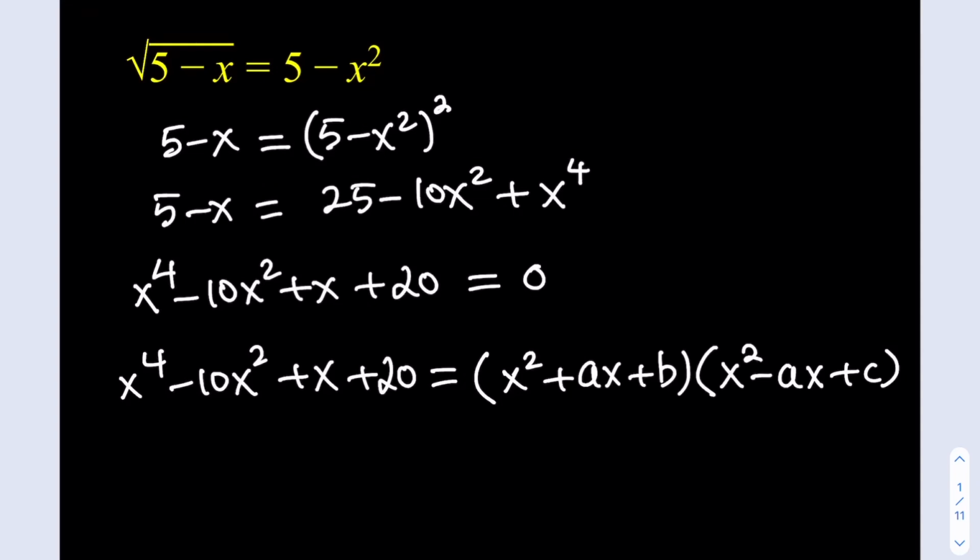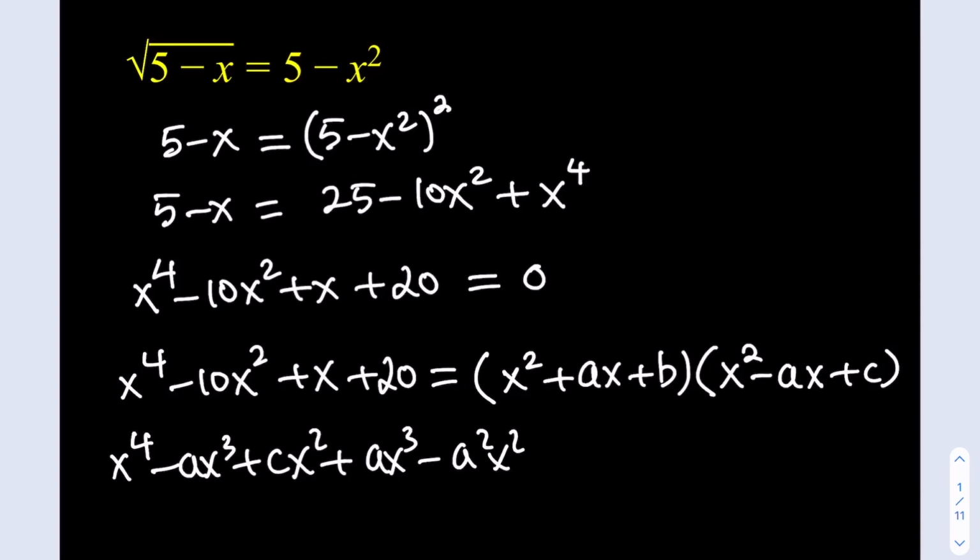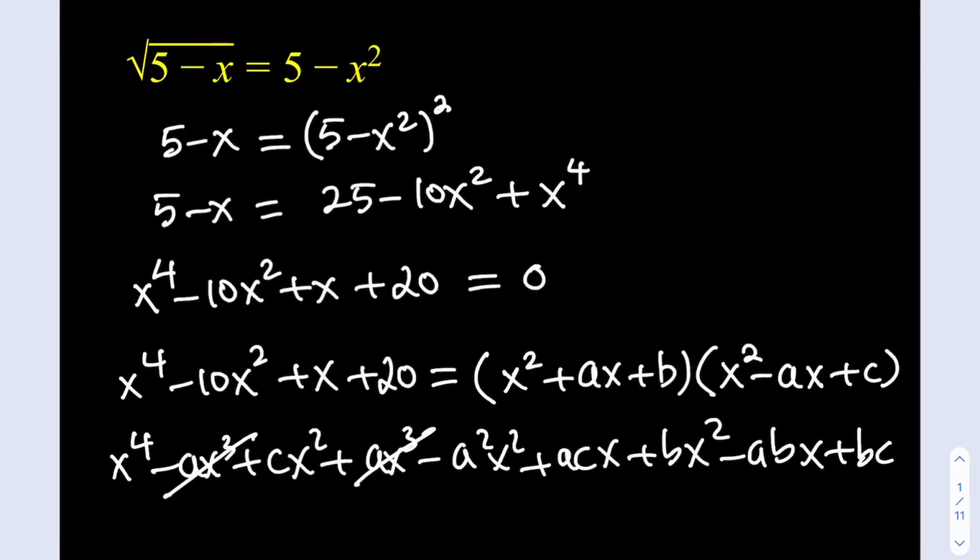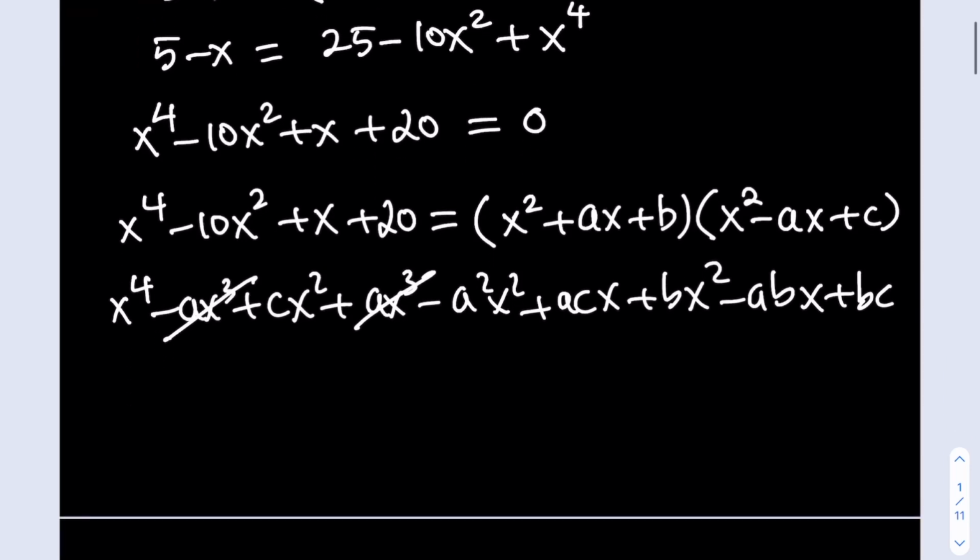So I'm going to use the distributive property. That's going to give me x to the fourth minus ax cubed plus cx squared. Let me distribute the whole thing. Plus ax cubed minus a squared x squared plus acx plus bx squared minus abx plus bc. It's kind of messy at the beginning, but then it's going to simplify. Ax cubed cancels out. That's the whole point here.